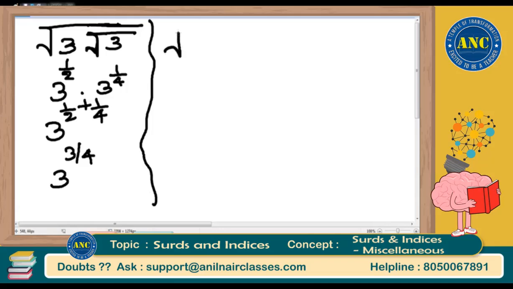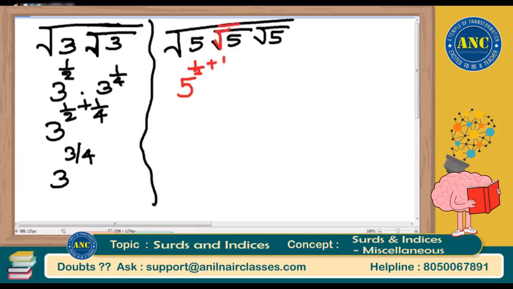Suppose another question is there: root 5 into root 5 into root 5. Now for n terms we already have the notation that you can use, or because there are only 3 terms you can directly do it. 5 power 1 by 2, this will have 2 square roots, so 5 power 1 by 4. This will have 3 square roots, so it is 5 power 1 by 8. So the final simplification will give me 5 power 7 by 8. You already know all these varieties, right?